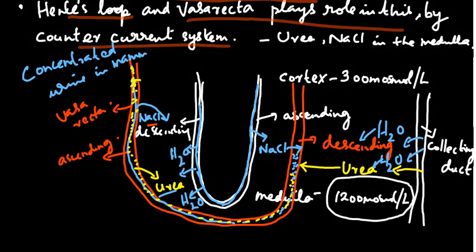So two reasons are there: because of the countercurrent system of vasa recta and Henle's loop, the sodium chloride concentration and urea concentration has increased in the medulla tissues, or medulla interstitial space. Since the salt concentration is high, the movement of water towards the tissues will take place, and so the final filtrate will become concentrated, and that's how the urine becomes concentrated.